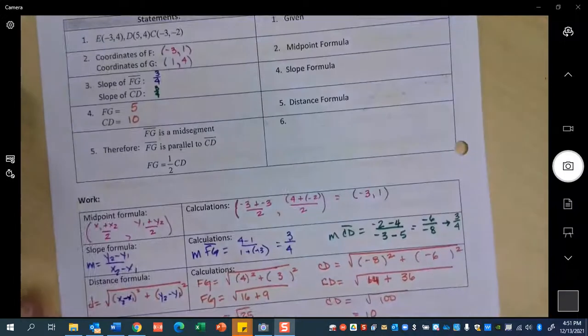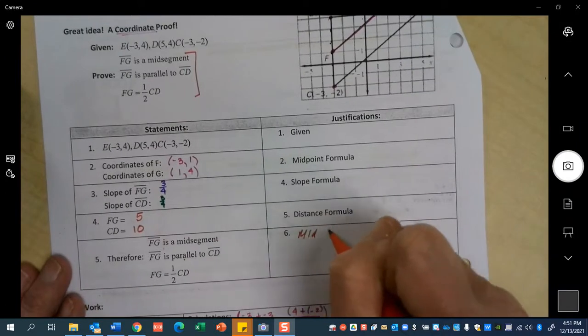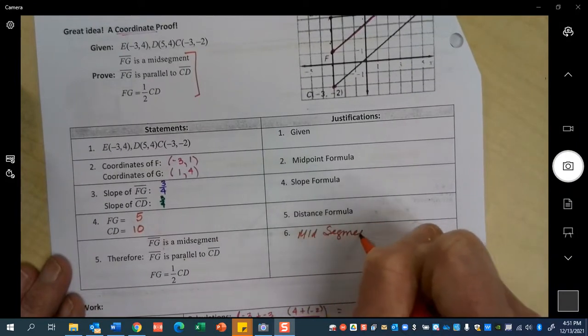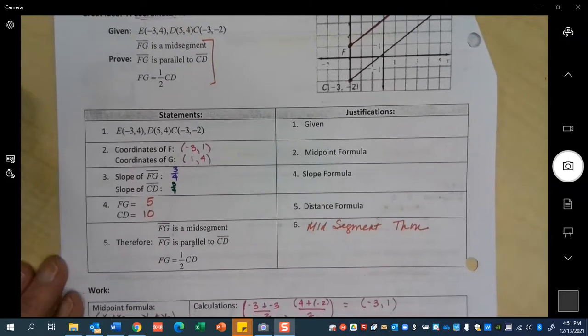And it contains the midpoints. Therefore, by the midsegment theorem, I know that FG is a midsegment.